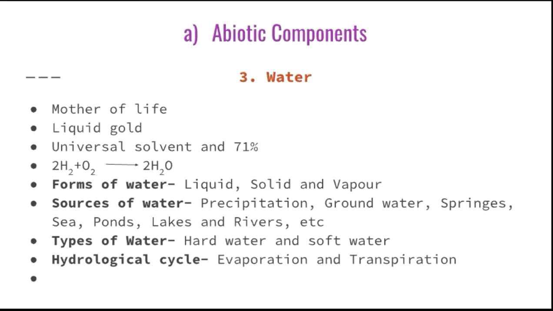Next is the hydrological cycle. What is meant by the hydrological cycle? The circulation of water between the atmosphere and the earth surface is called the hydrological cycle. The water from the earth surface reaches the atmosphere by two means, namely evaporation and transpiration.